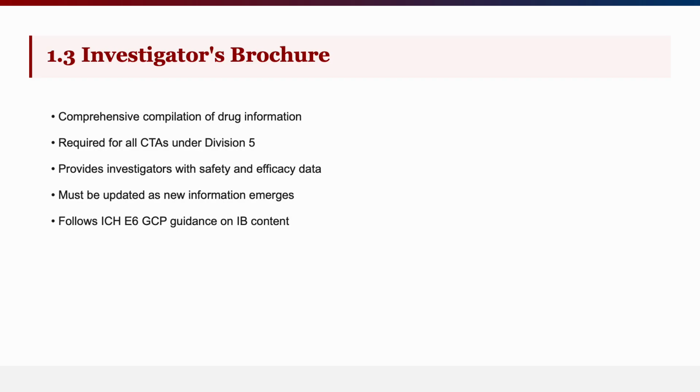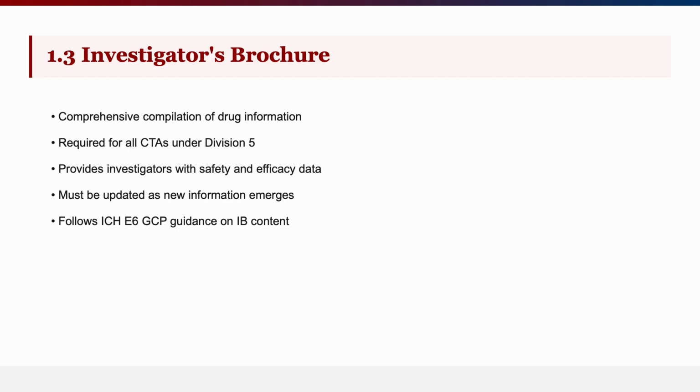Section 1.3 contains the Investigator's Brochure, or IB. This is a critical document for any clinical trials application. The Investigator's Brochure is a comprehensive compilation of clinical and non-clinical data on the investigational drug. It's designed to provide investigators and others involved in the trial with the information they need to understand the rationale for the study and to make informed decisions about patient care.